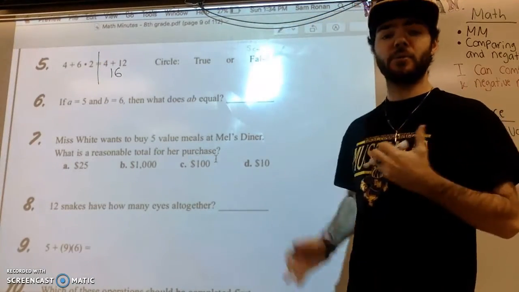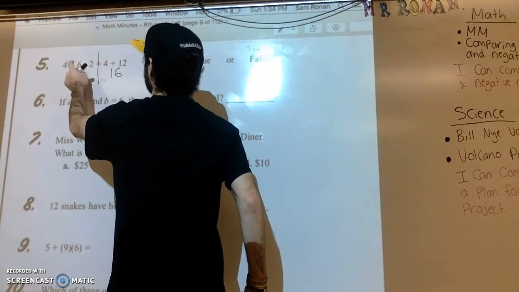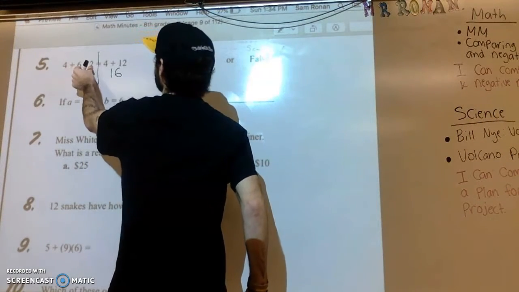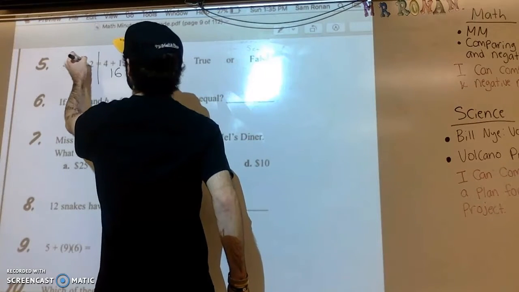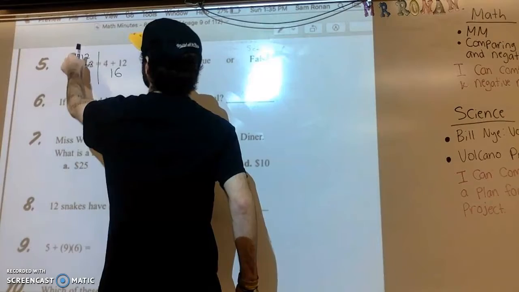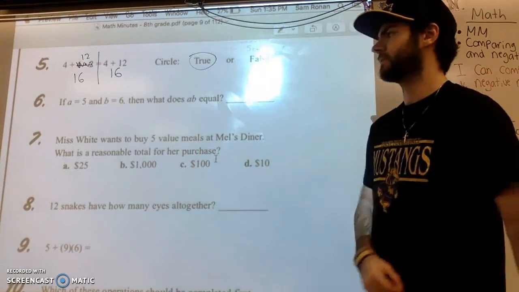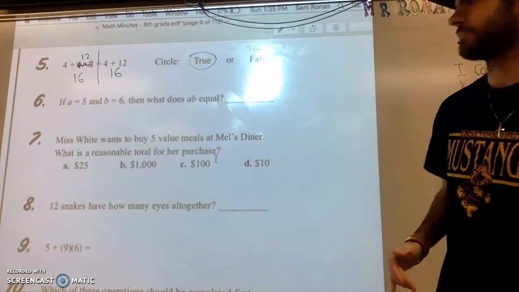All right, order of operations. We have addition and we have multiplication. We have to take care of that 6 times 2 first. Okay, 6 times 2 is 12. Now we can do 4 plus 12 and get 16. This is true. Okay, both sides are equal. Don't forget about order of operations.